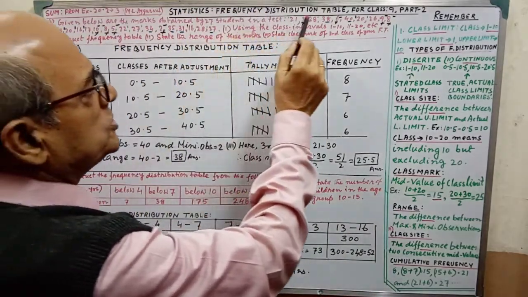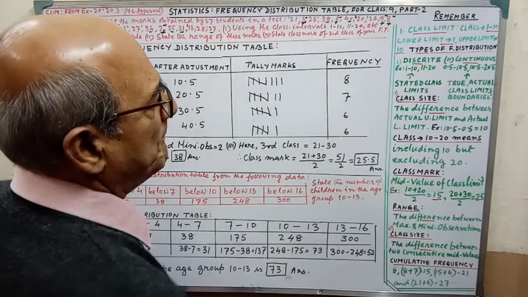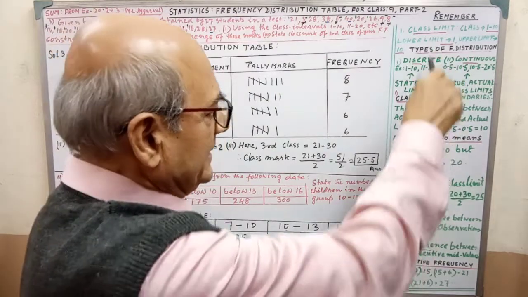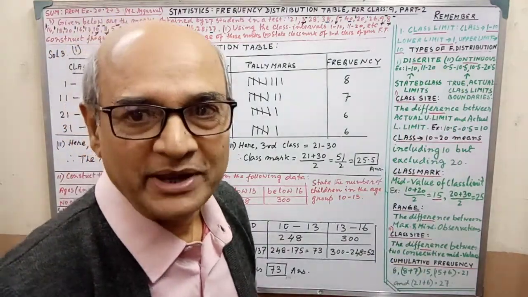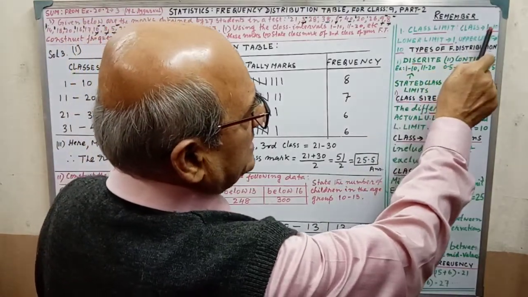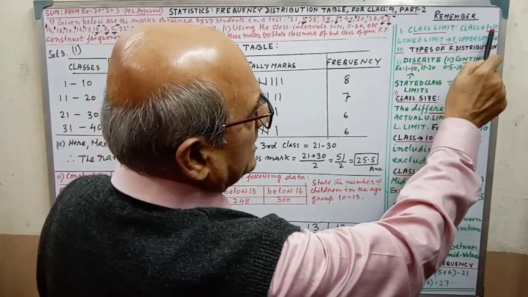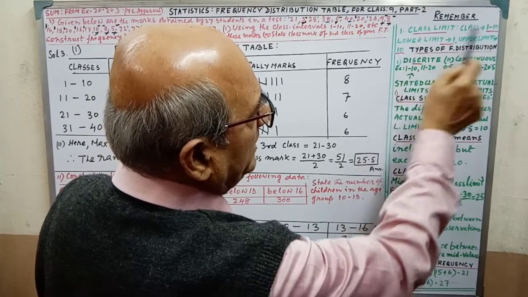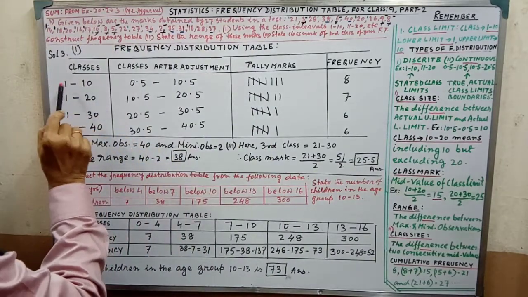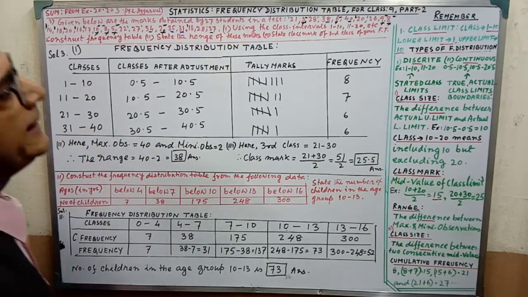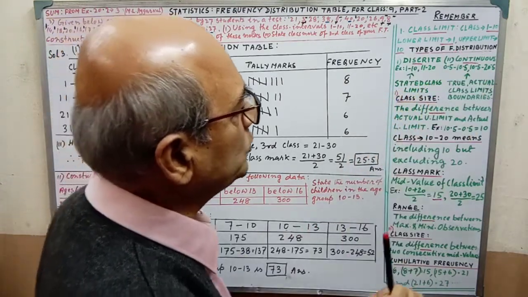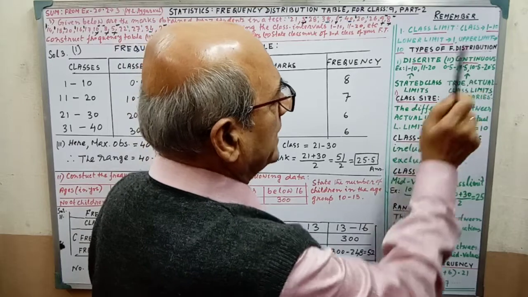Statistics, frequency distribution table for class 9, part 2. There is a lot of information in this portion. You must pay your full attention. Class limit: the class is given as 1 to 10. This 1 is known as the lower limit and this 10 is known as the upper limit. Here, in 1 to 10, 1 is lower and 10 is upper. Type of frequency distribution: there are two types, discrete and continuous.